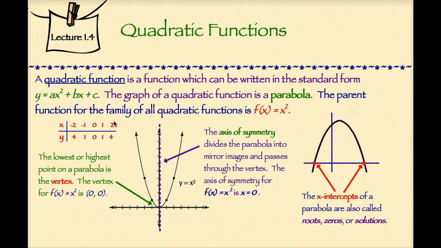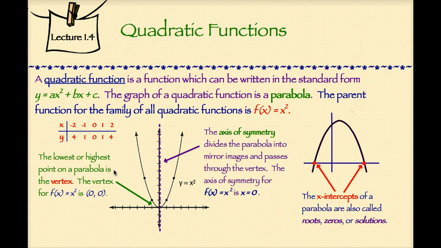And the parent function for the family of all quadratic functions is f of x equals x squared, which I have graphed here. This is the graph of a parabola. Of course, both of these are graphs of parabolas, but this one is the parent function where the vertex is centered at 0, 0. The classic shape. This is one of my favorite graphs. This beautiful symmetry and lovely curvature. It's so appealing. Notice I have a table of values here so you can see how this curve has taken shape. You have negative 2, 4, negative 1, 1, 0, 0, 1, 1, 2, 4.